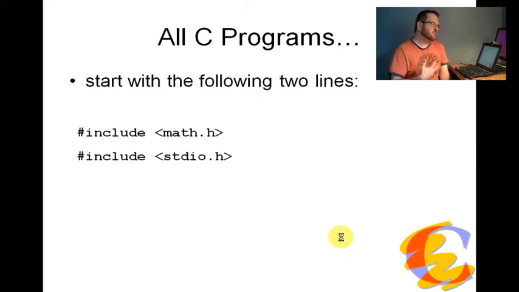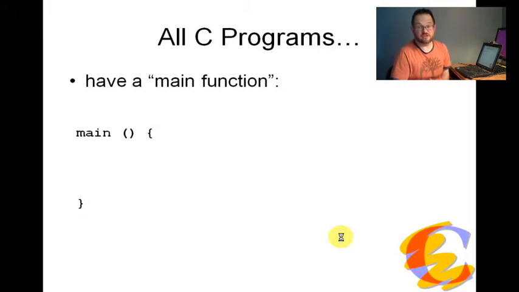Then, every program has to have what we call the main function. Main is where the program is going to start execution, where the computer is going to start doing the commands that you give it. It's not necessarily at the top of the program, it's going to be wherever you have main. And you can see the syntax here. It's actually main, and then a pair of parentheses, and then a curly brace, followed by some blank lines, and then a closing curly brace.